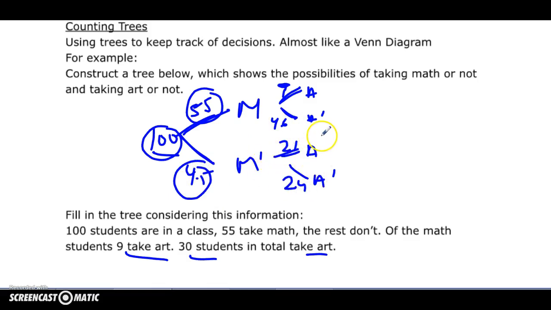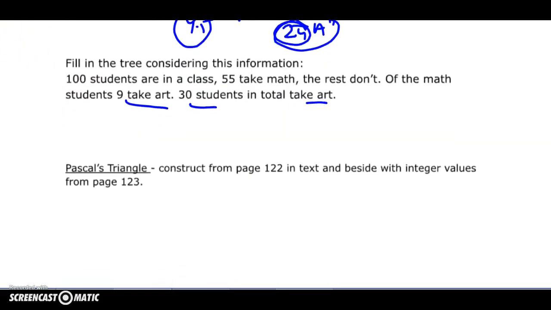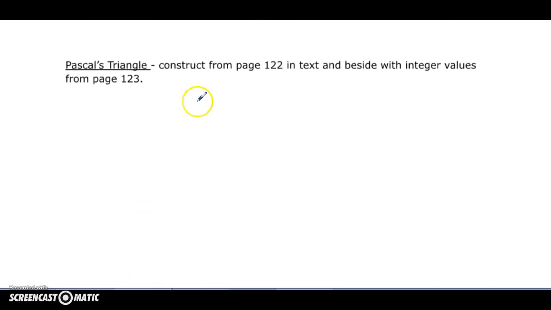So a question might be, how many kids don't take art? You could go that and that. Or how many kids don't take art or math? It would just be 24. Okay, so kind of neat stuff, I thought. That's a good way to keep track of stuff. Not testable material, but neat stuff.